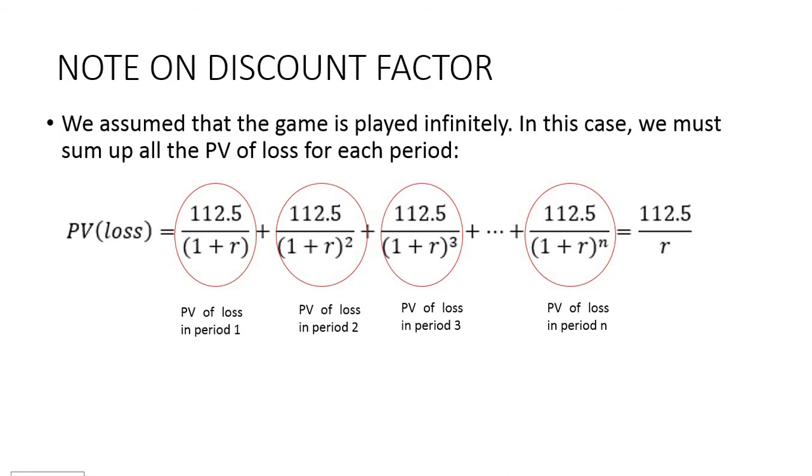Okay. So in this case, we assume that the game is played infinitely. So we must sum up all the present values of loss associated with each period. So for instance, this will be the present value of loss in period 1, present value of loss in period 2, present value of loss in period 3, present value of loss in period n, when n is an infinitely big number. So if you sum up everything, then you will get 112.5 divided by r, just following the mathematical properties of this series. Okay.